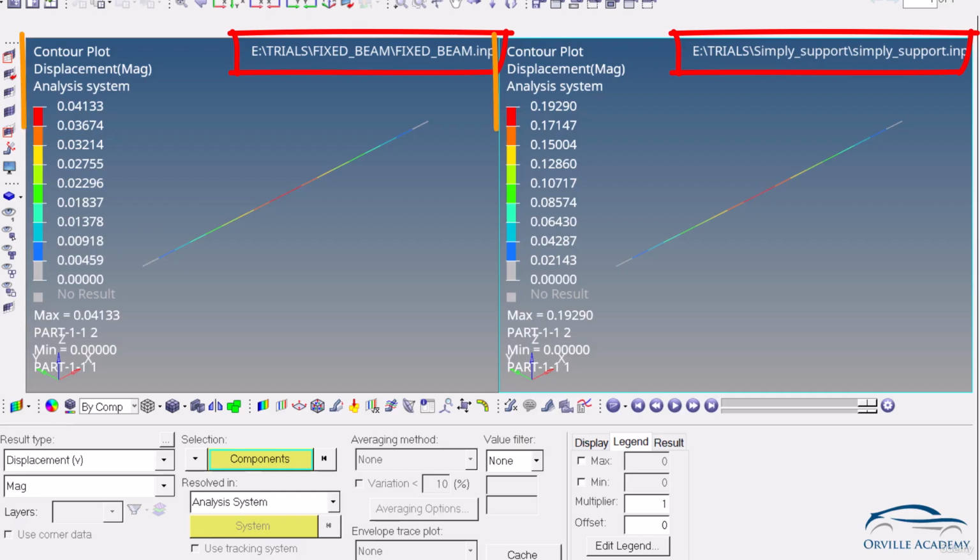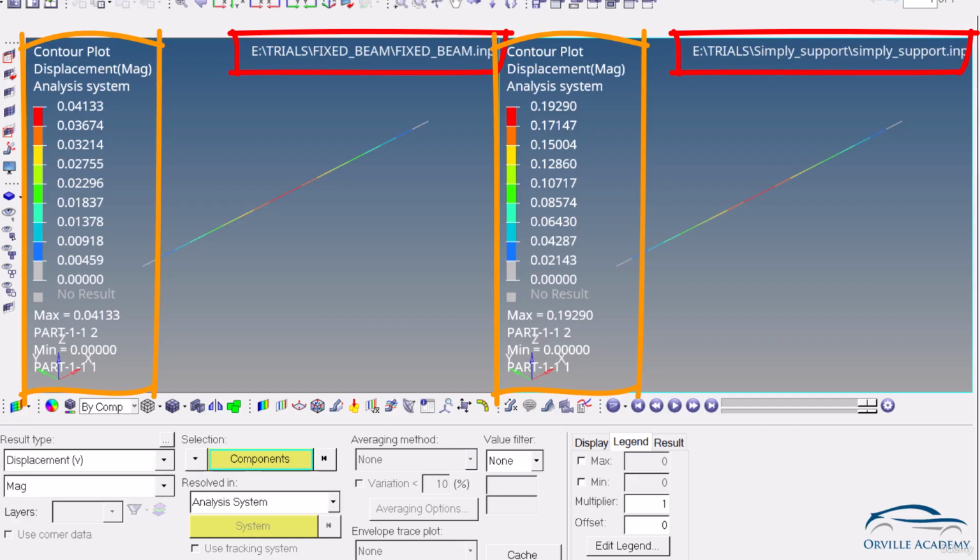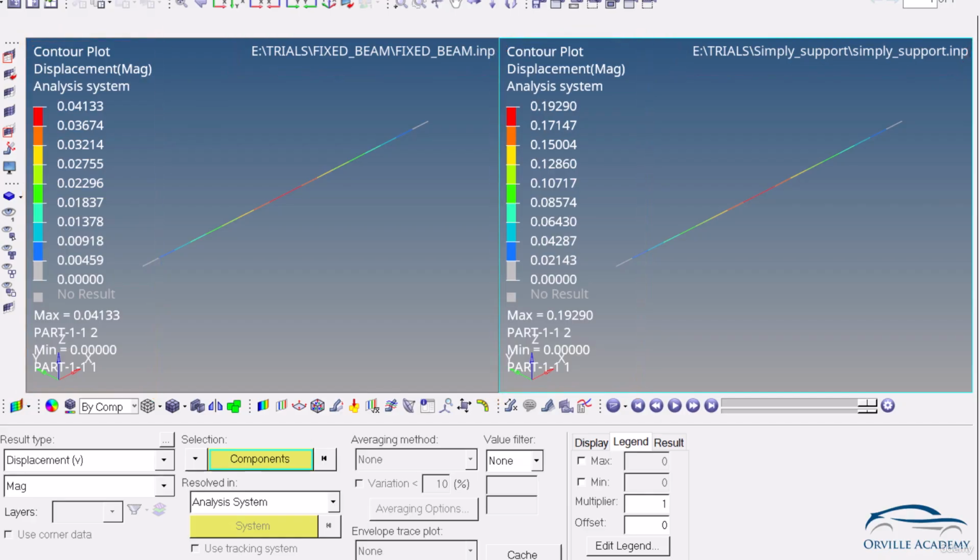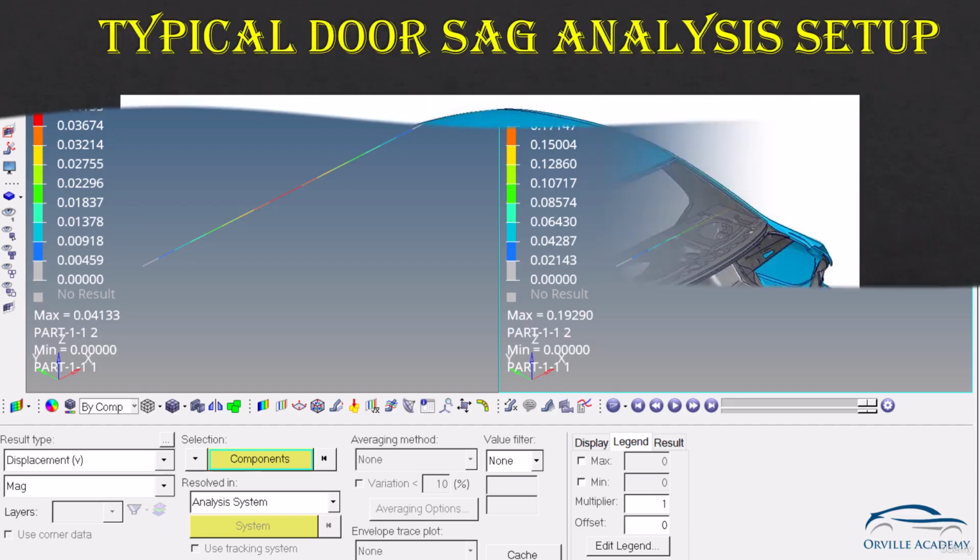If I see the results of displacement, you can see in case of fixed beam, I have the displacement of 0.04 mm. While in case of simply supported beam, I have the displacement of 0.19 mm. Such a massive difference is coming because of just 1 degree of freedom. So again, you must understand the importance of the degrees of freedom. Now just to understand, let us take another example.